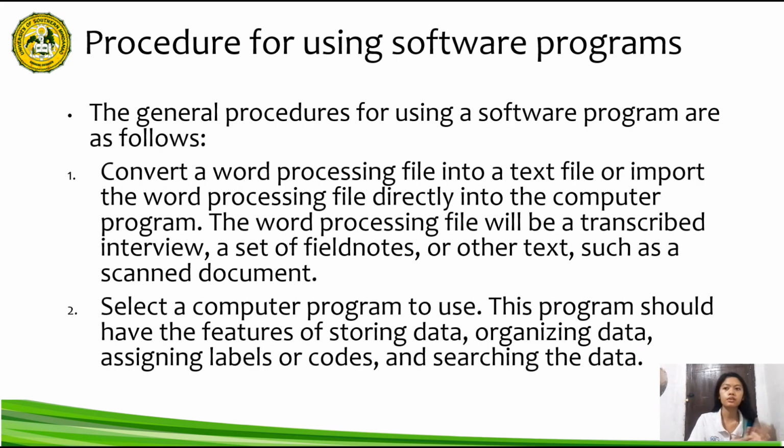So we have here the procedures of using software programs. The general procedures for using a software program are as follows. First is convert a word processing file into a text file or import the word processing file directly into the computer program. The word processing file will be a transcript, a set of field notes, or other text such as a scanned document.